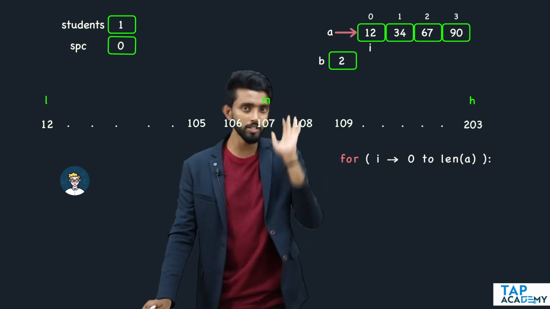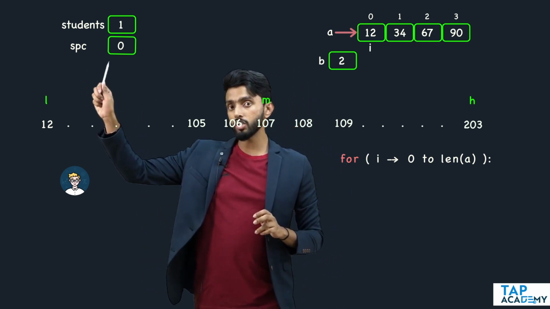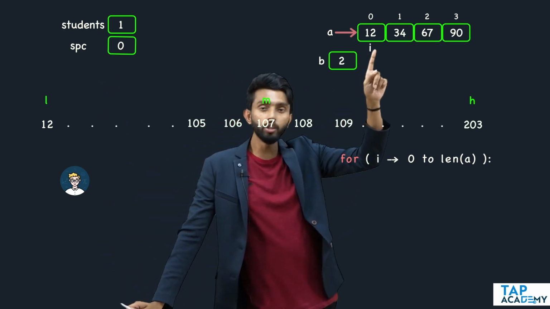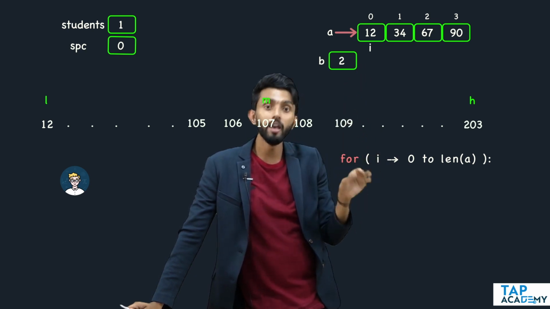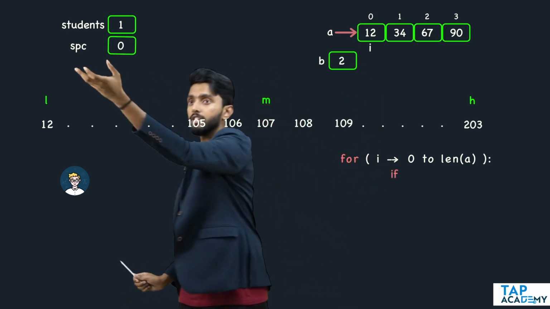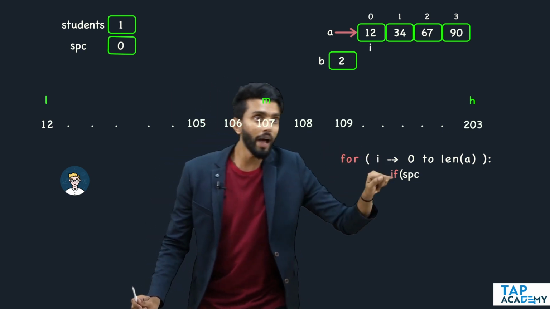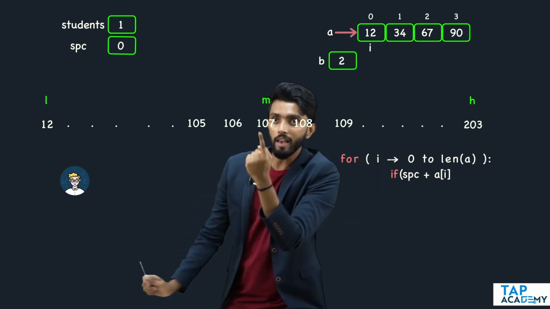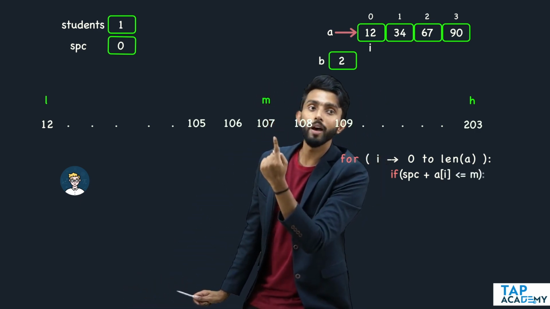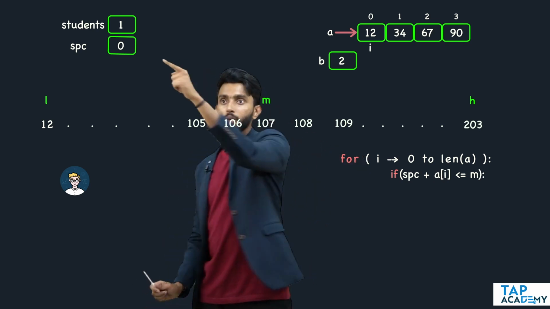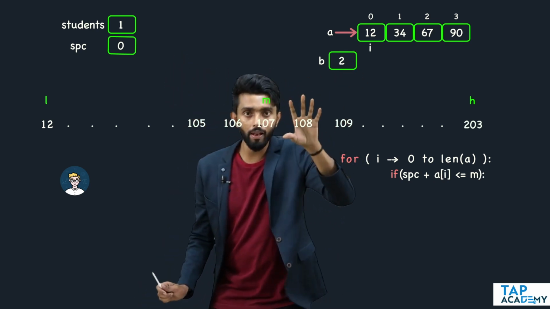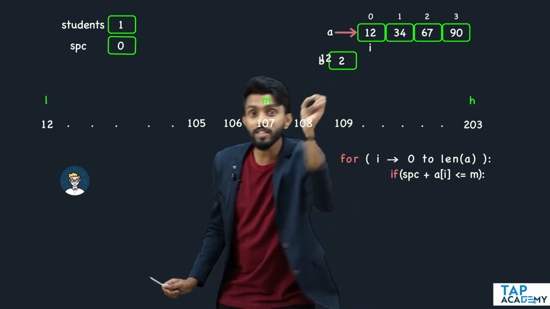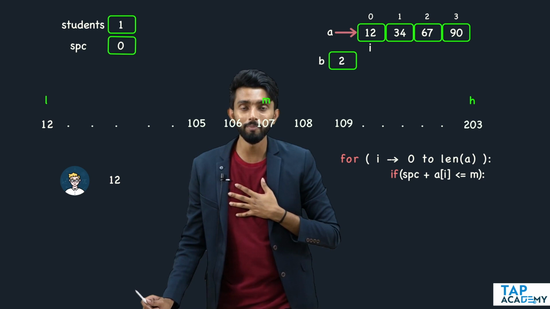So, how will you check, sir? Very simple. Right now, the student's page count is 0. Before allocating a book, that is this ith book which has 12 pages, I will put a condition. If in case I take the student page count, to that if I add the ith element, will it be less than or equal to this value? I will check. Right now it is 0. 0 plus 12 is 12. Is 12 less than or equal to 107? Yes, which means I can allocate this book. That is the meaning, right?